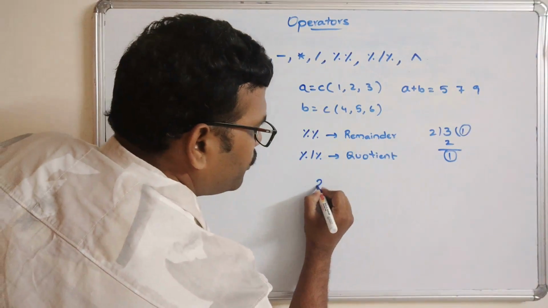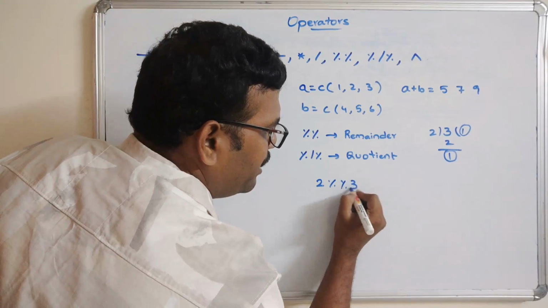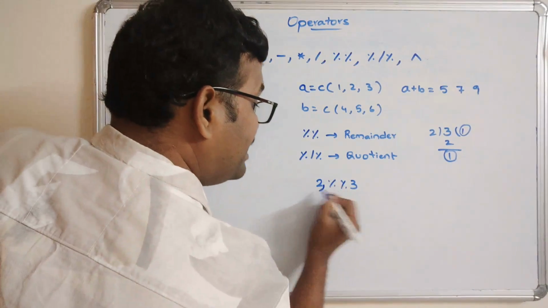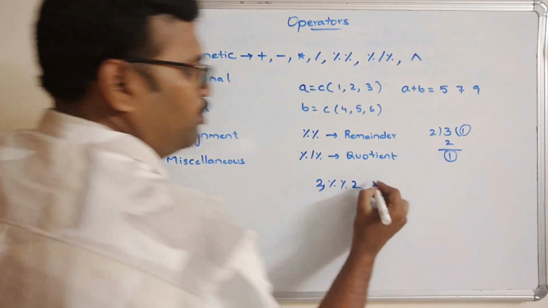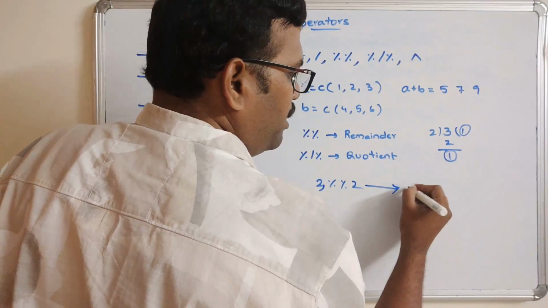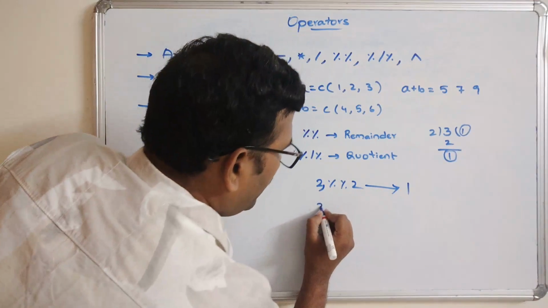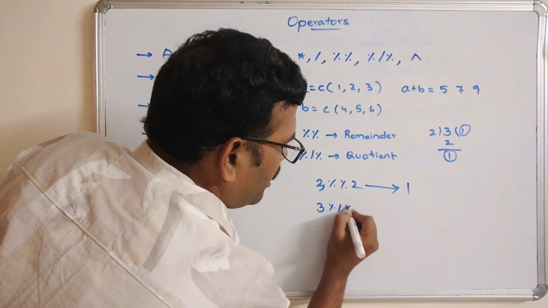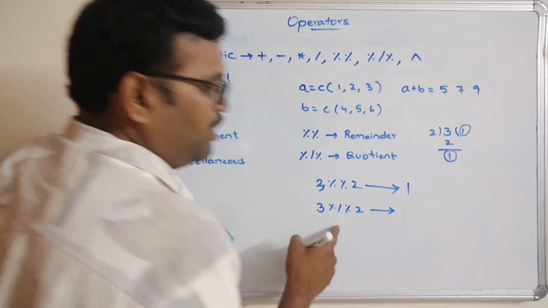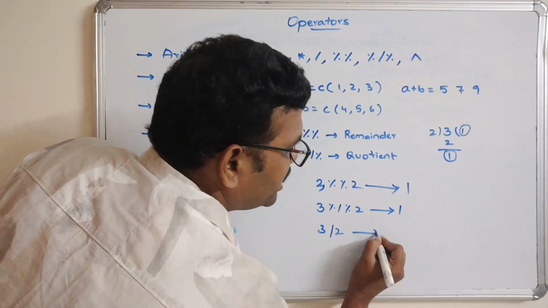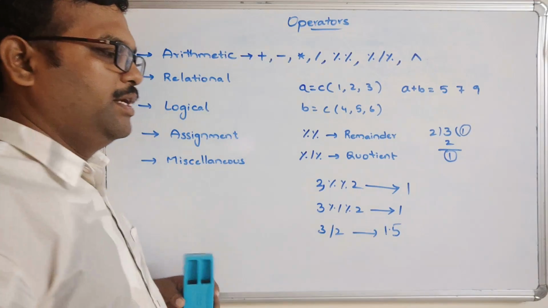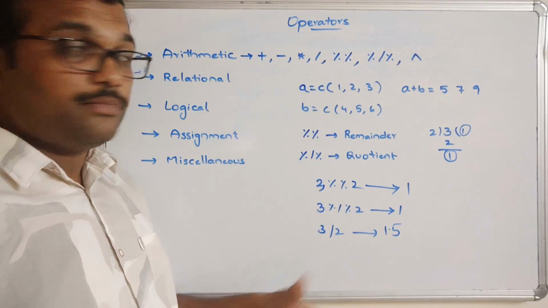If 3 double percentage mod 2, that means 3 is divided by 2, the remainder will be 1. And 3 integer divided by 2 gives a quotient, which is again 1, and 3 divided by 2 gives 1.5. So this is the difference.